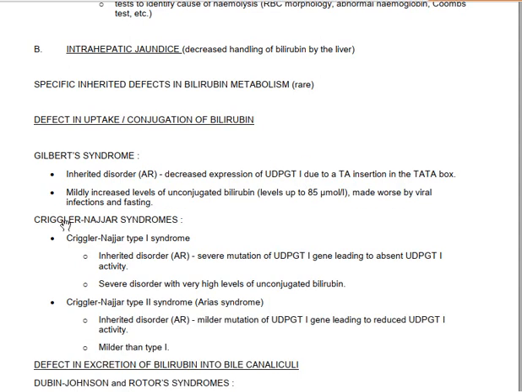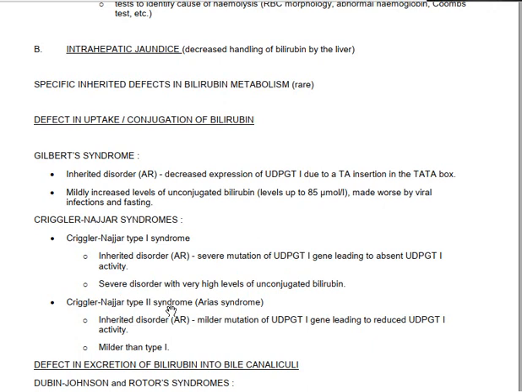Now, Crigler-Najjar syndrome is divided into type 1 and type 2. Both of them are autosomal recessive. There's a mutation in the UDP GT1. It means that the glucuronosyltransferase 1 is absent, leading to absent glucuronosyltransferase 1. So we are going to have more unconjugated bilirubin.